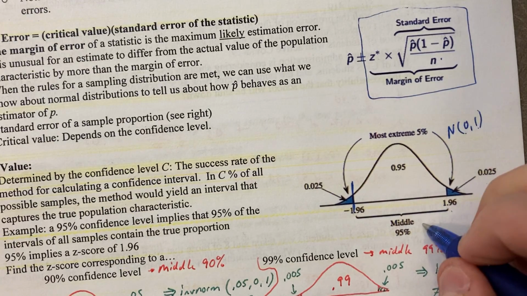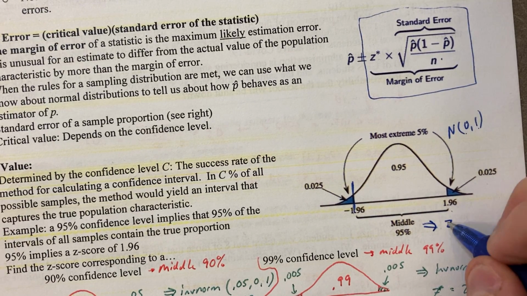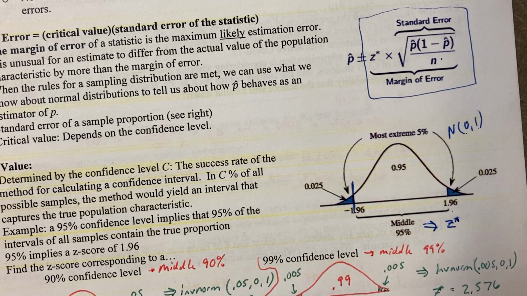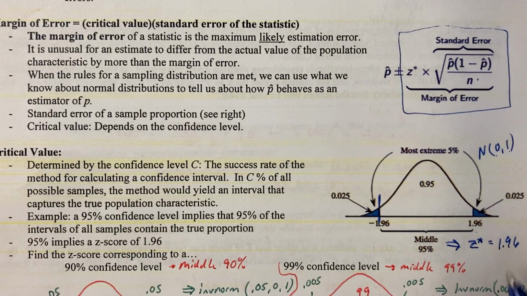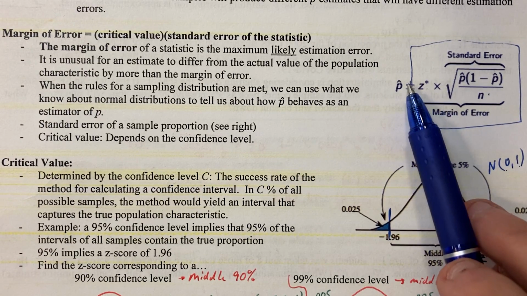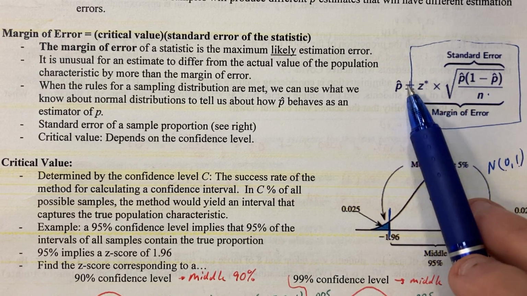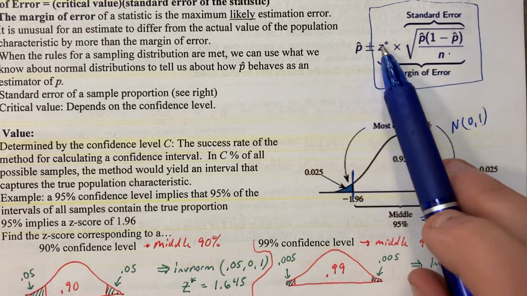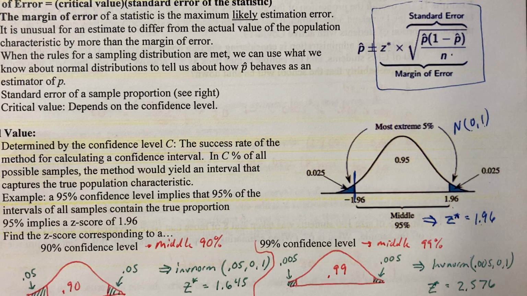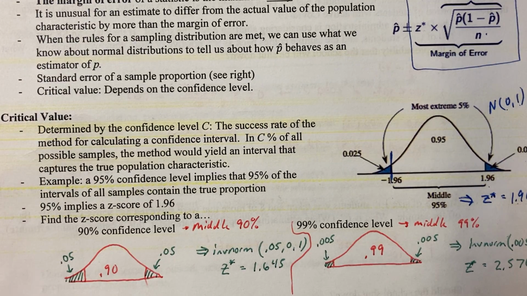So 95% means a z critical value is equal to 1.96. And it doesn't matter if it's plus or minus because there's a plus and minus right here, and that will take care of plus or minus. So you can just put in 1.96 into the calculation for a confidence interval.